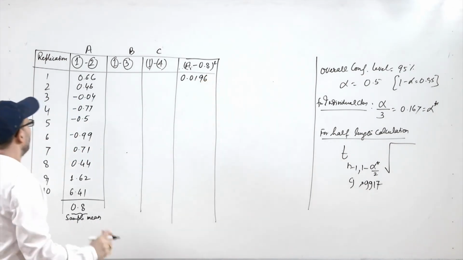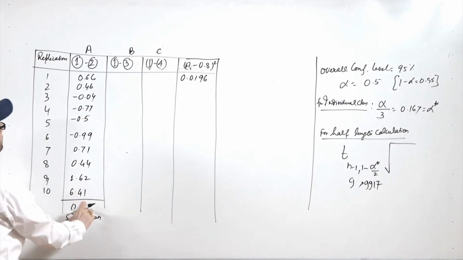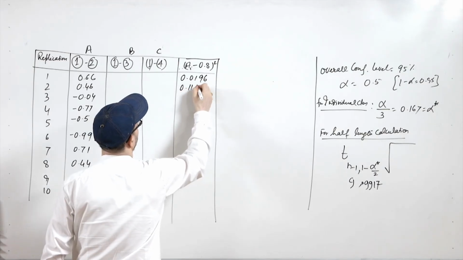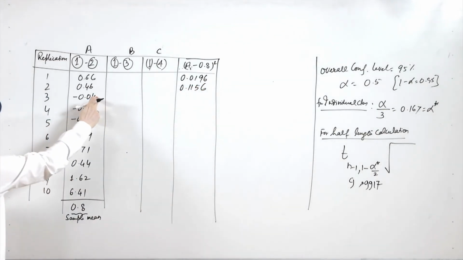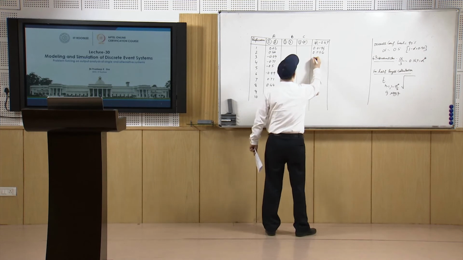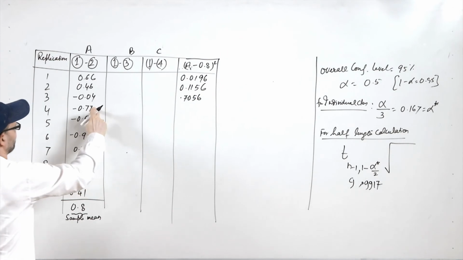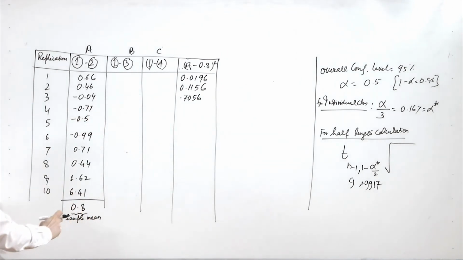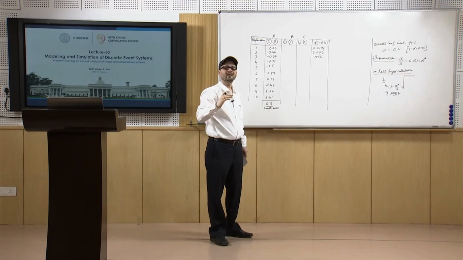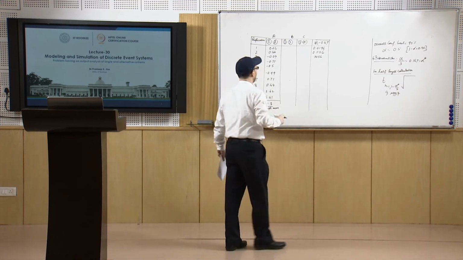0.0196. Similarly, 0.46 minus 0.8 squared. So, it will be minus 0.34 squared, which will be 0.1156. Then 0.04 minus 0.8, so minus 0.84 squared. So, it will be 0.7056. Again, 0.77 minus 0.8, sorry, the next one, will be minus 1.57 squared.